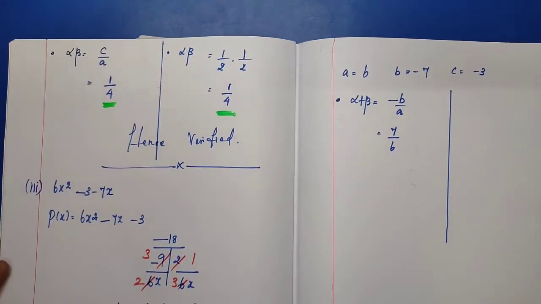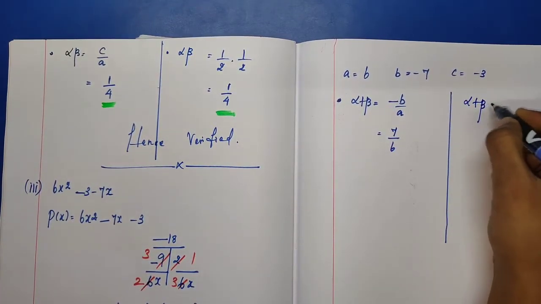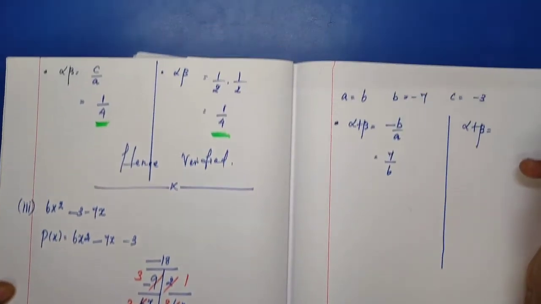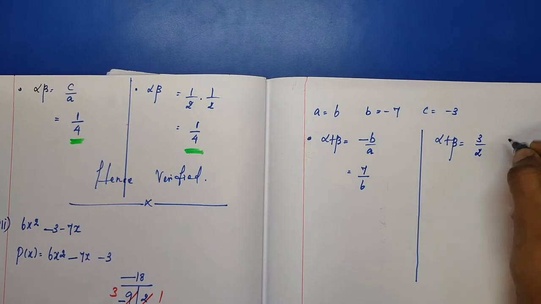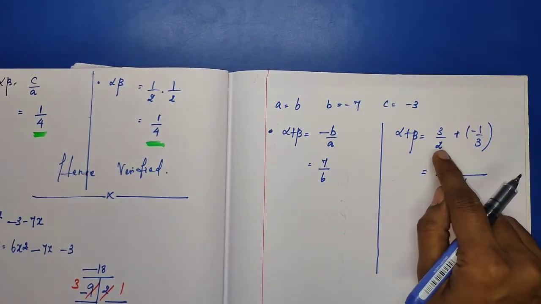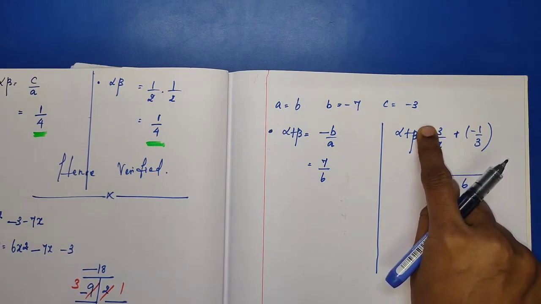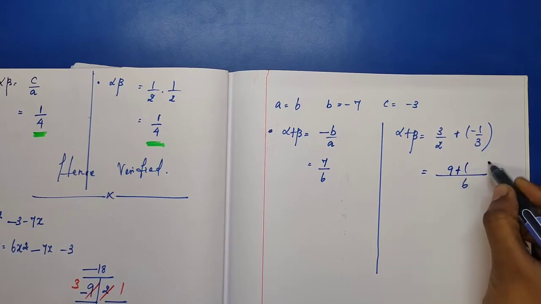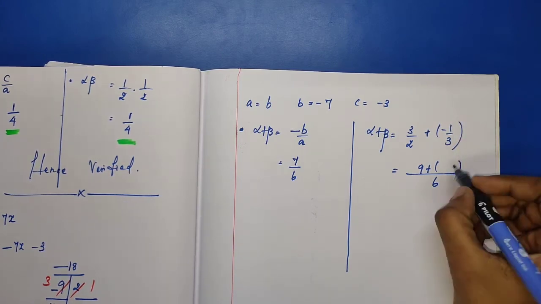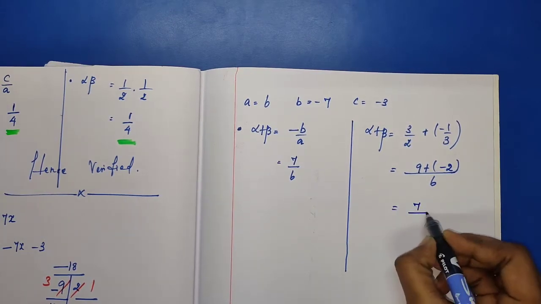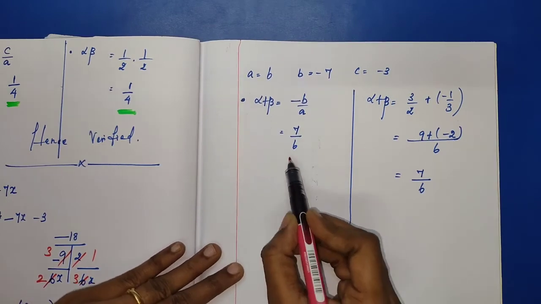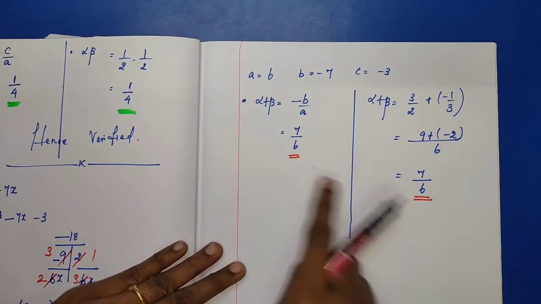Now verifying by zeros, alpha plus beta is equal to alpha 3 by 2, beta minus 1 by 3. So 3 by 2 plus minus 1 by 3. LCM is 6. The denominator 2 is multiplied with 3, so the numerator is also multiplied with 3. 3 3s are 9, plus sign. Here the denominator 3 is multiplied with 2, therefore minus 1 is also multiplied with 2, so minus 2. Simplify the numerator, we get 7 by 6, the denominator 6 as it is. So both sums are equal.